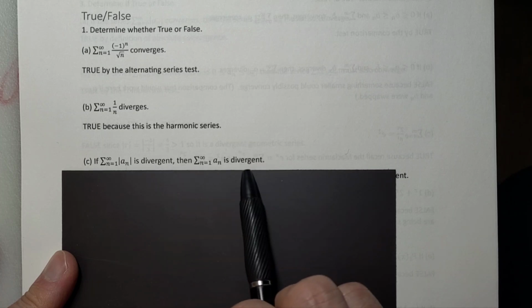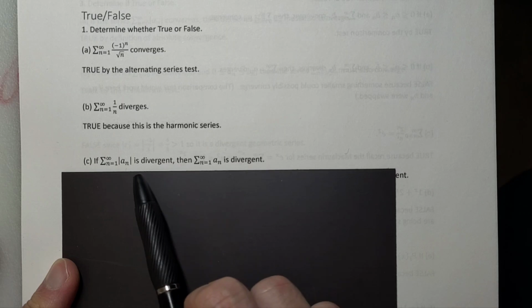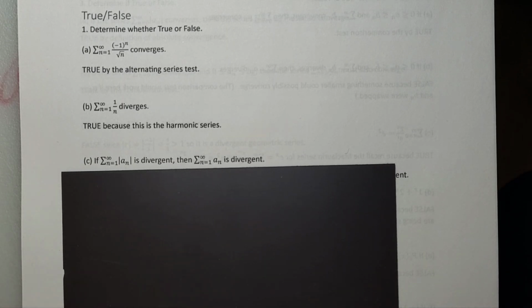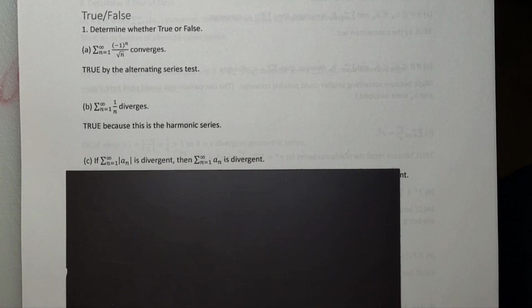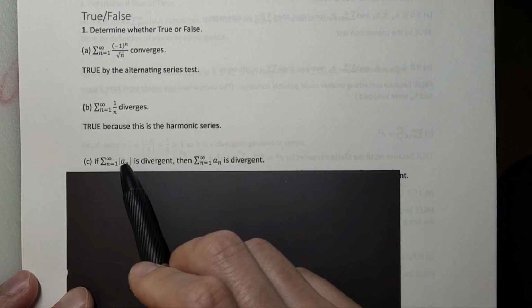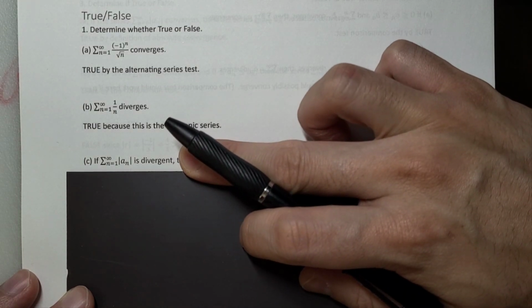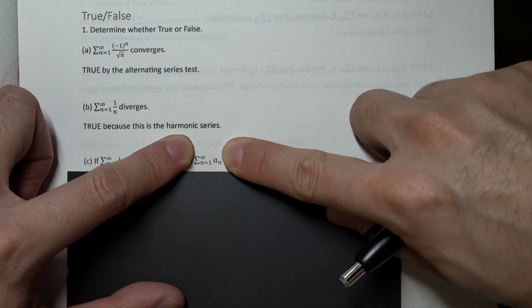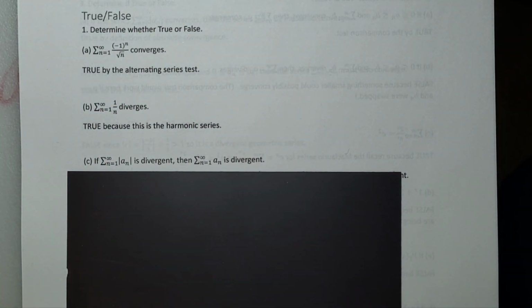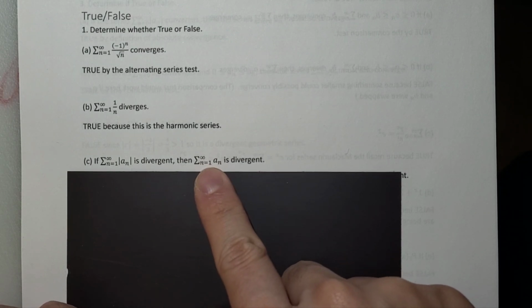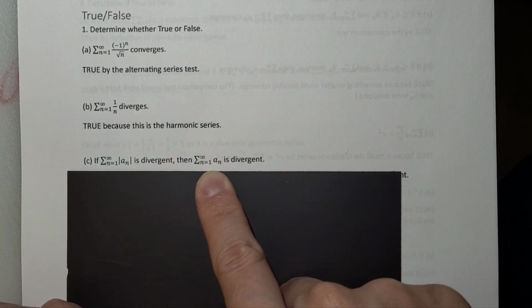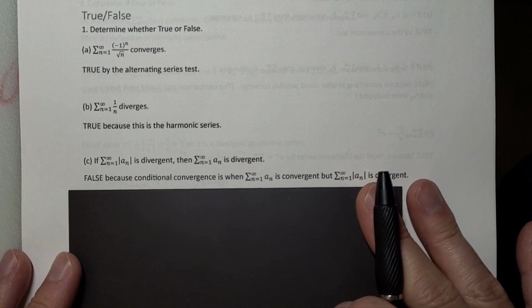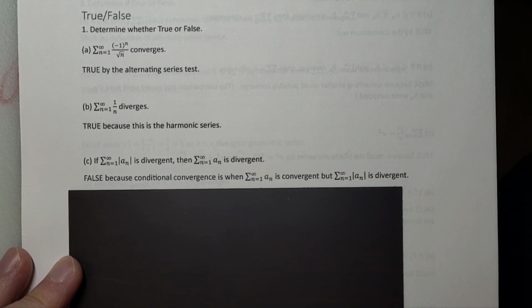If we think about what conditional convergence is, this violates the definition, or it's not always true. Let's remember what conditional convergence says. It says that if the series with the absolute value is divergent, but the series without the absolute value is convergent, then that's called conditional convergence. So it's possible that the series without the absolute value is convergent. So this is false, and that's exactly what I said over here.